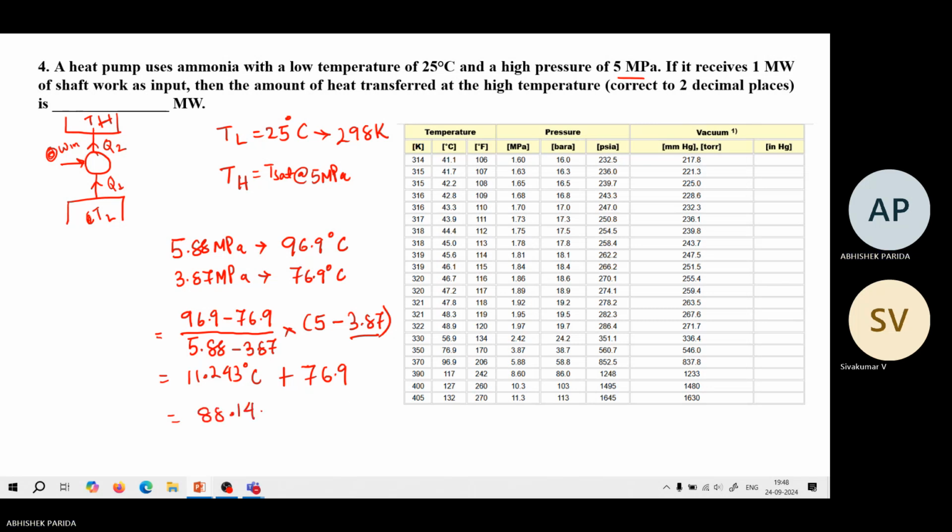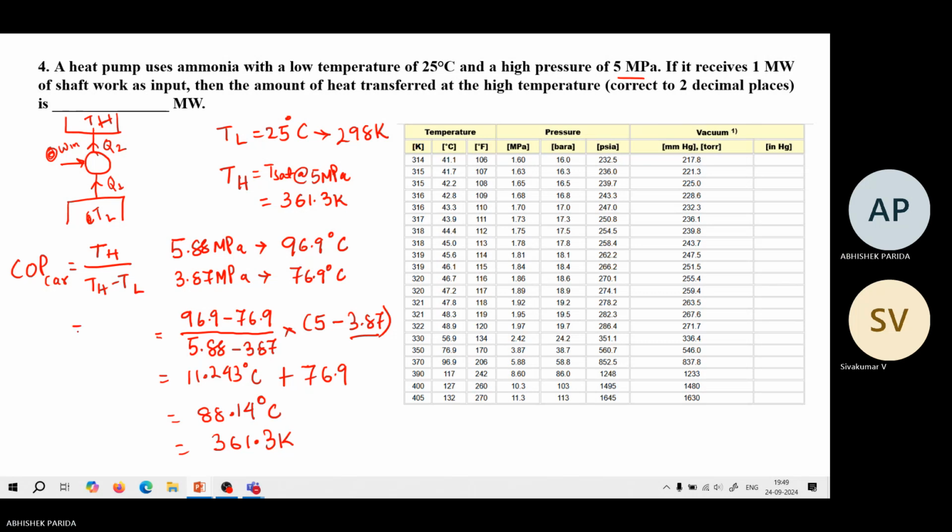88.14 degrees Celsius. Then convert it into Kelvin, plus 273.15. We get 361.3 Kelvin. Okay, so once you got this temperature, we now have TH. TH is 361.3 Kelvin. Now the COP, considering it to be Carnot COP, is TH by TH minus TL.